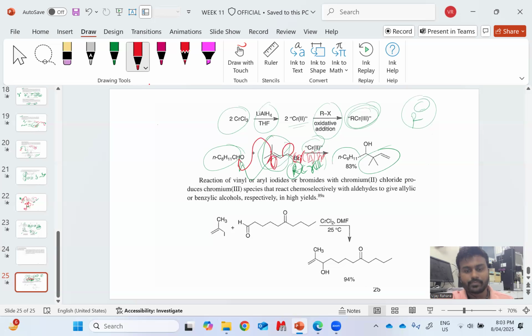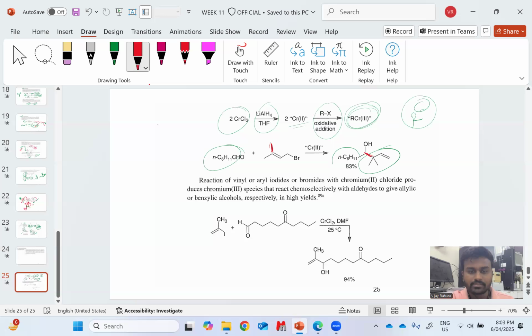So that is the first step. You can see how this attack takes place, and the new bond formation takes place from this carbon. So this is how this chromium-based reagent attacks.